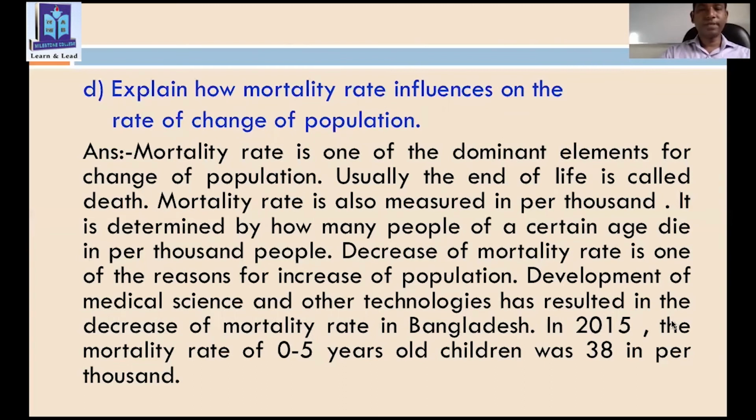In 2015, the mortality rate of 0 to 5 years old children was 38 per thousand. Okay, so you know, in 1990 there was 144, but in 2015 only 38. So now our mortality rate is low. That's why our population is increasing day by day. Okay.